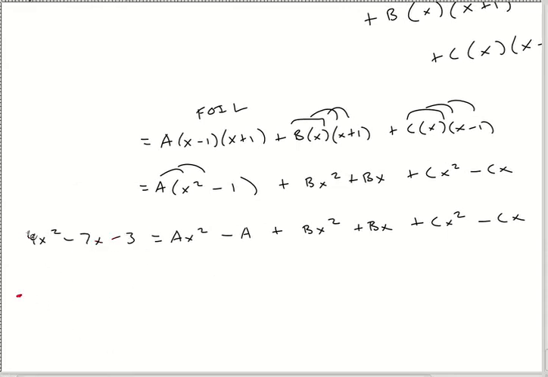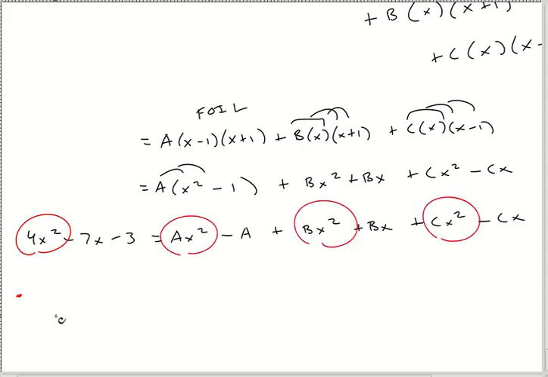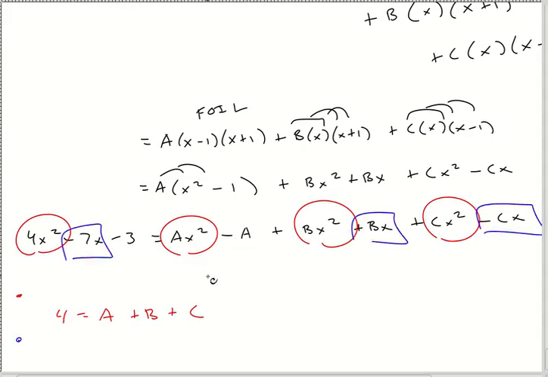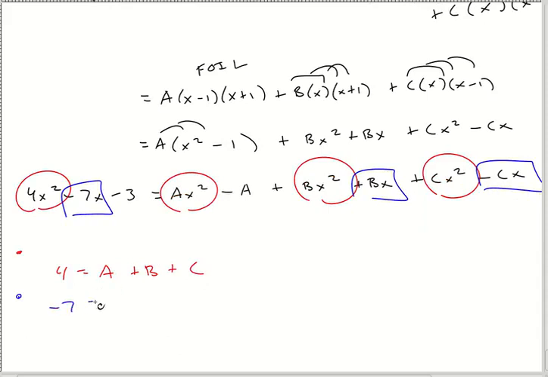So, color coding, here we go. Squares all together, I'll just go ahead and write it. So I got 4 is equal to a plus b plus c. All of my linear terms, all my x's: negative 7 is equal to b minus c. And then my constant terms, well, that's all I got here. So I got negative 3 is equal to negative a.